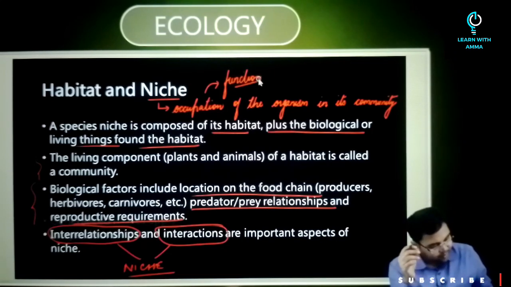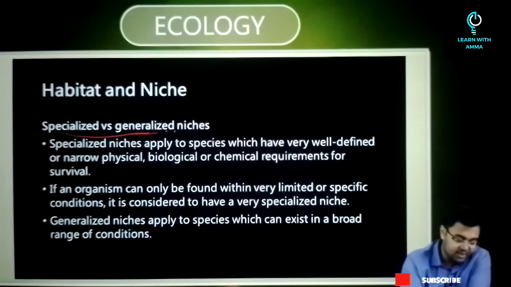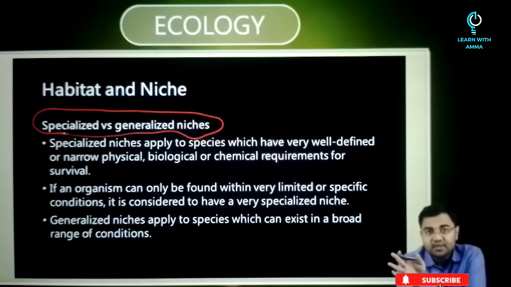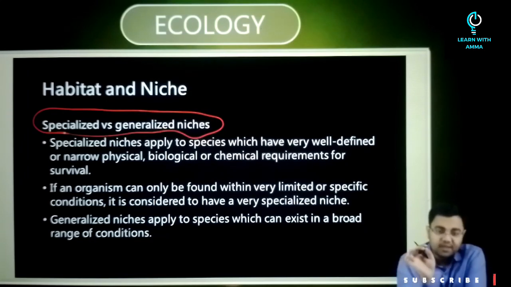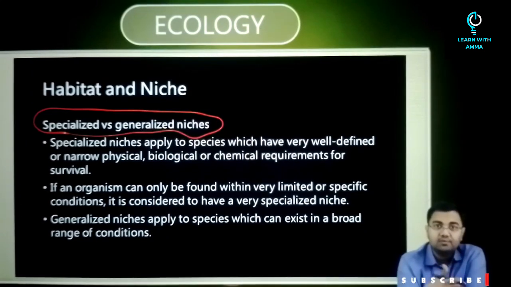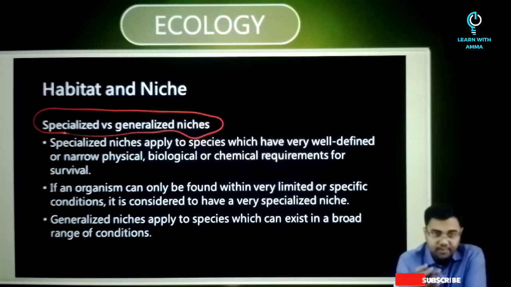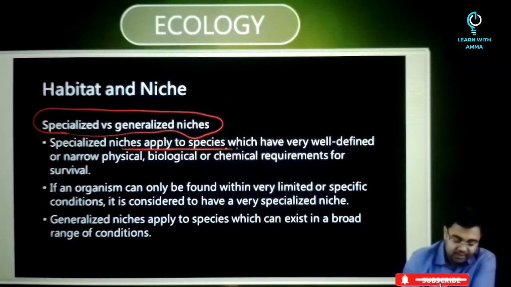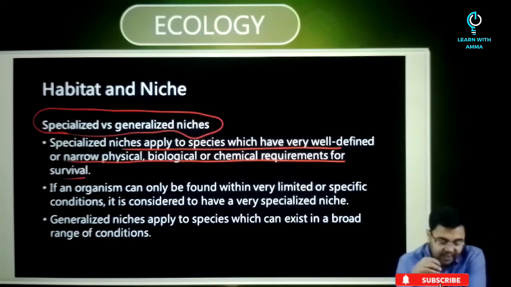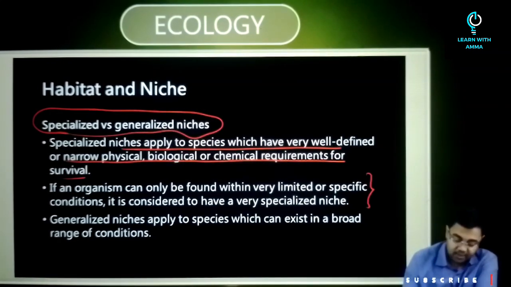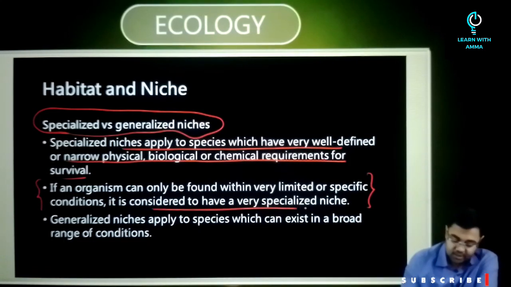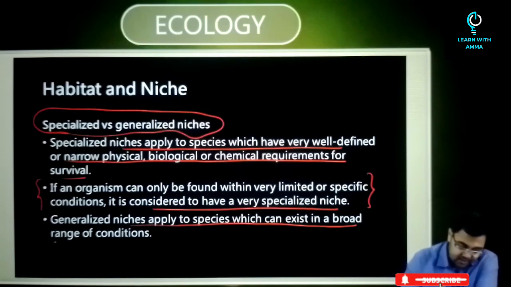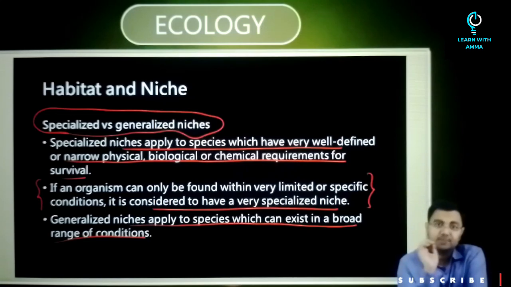Now, the next discussion that we must have is about specialized versus generalized niche. And why we need this topic to be discussed is mainly because these are the factors which will define whether or not a species can survive for long. How? Specialized niche applies to the species which have very well defined or narrow physical, biological or chemical requirements for its survival. If an organism can only be found within a very limited or specific condition, it is considered to have a very specialized niche. Generalized niche applies to species which can exist in a broad range of conditions.